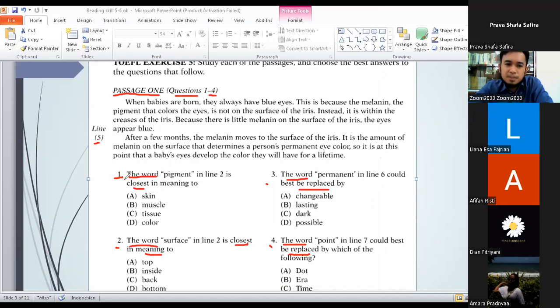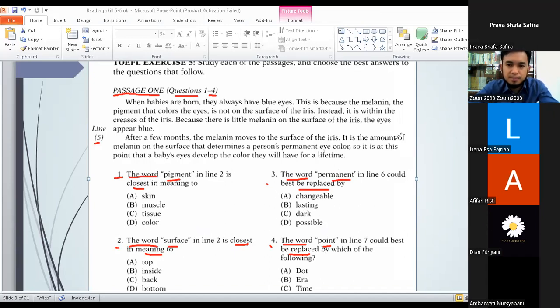The first questions: pigment, surface, permanent, point. So please put your eyes on those vocabulary words: pigments, surface, permanent, and also point. It will not waste your time. Take a look at number one. The word pigment in line 2 is the closest meaning to.